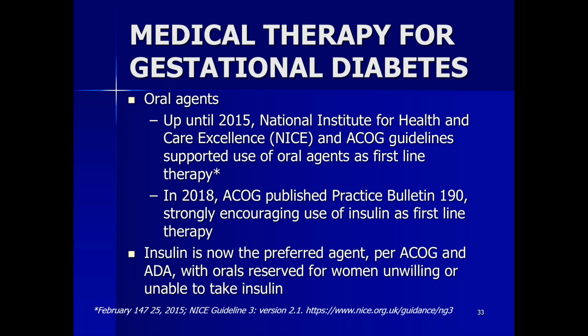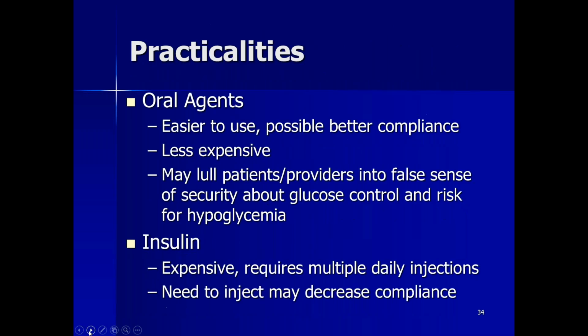And they backed off a lot on allowing these oral agents to be considered as first-line therapy. So that change was really just last year. Insulin, using ACOG and ADA criteria, is the preferred agent. Orals should be reserved for women who are unwilling or unable to take insulin. And so insulin is now back to being the primary agent.